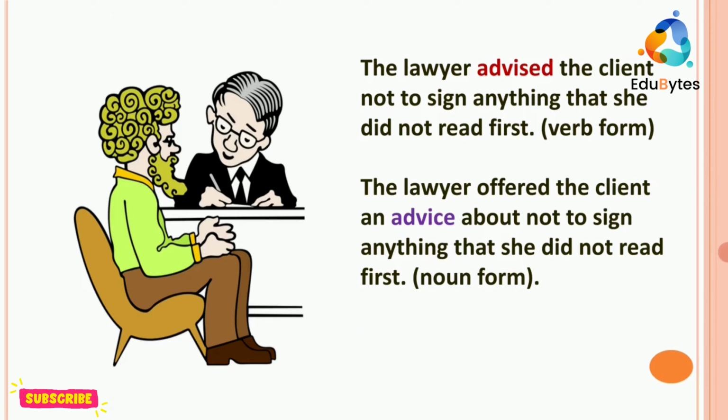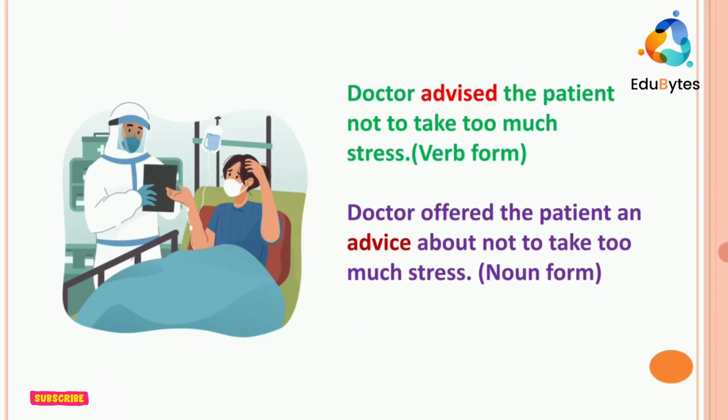Again, in the first sentence, I have used the verb form, and in the second sentence, I have used the noun form, and both of the words are conveying the same message, not to sign anything that you do not read first. Now, let's read these two sentences. Doctor advised the patient not to take too much stress. Doctor offered the patient an advice about not to take too much stress.